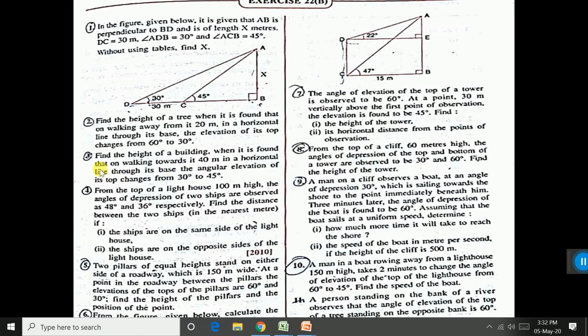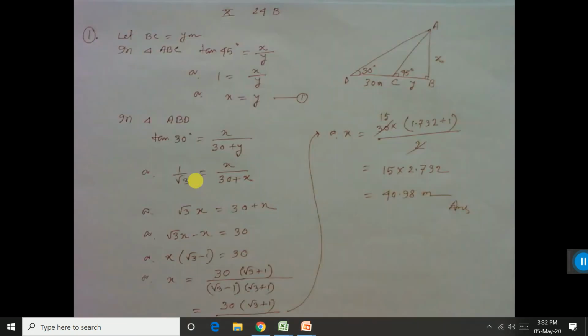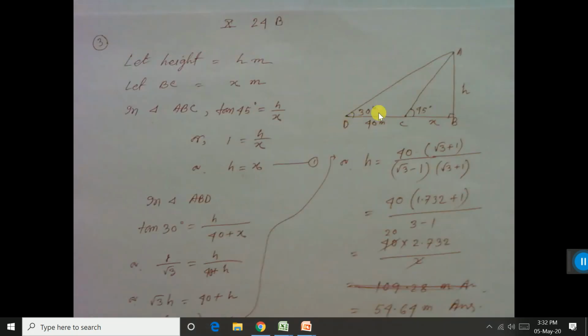Next you see sum number 3. Find the height of a building when it is found that on walking 40 meter in a horizontal line towards its base, the angle of elevation of its top changes from 30 to 45. See here 30 to 45. If someone is walking from D to C 40 meter, then the angle initially was 30 degree and finally it is 45 degree. This is the height of the tower.